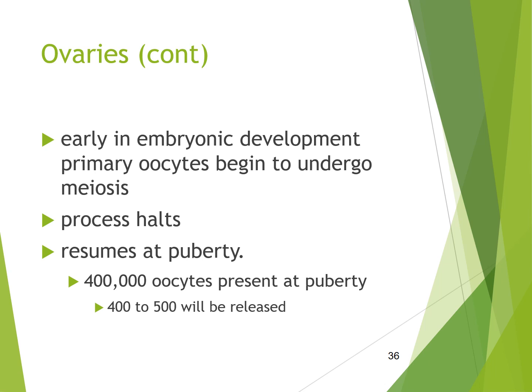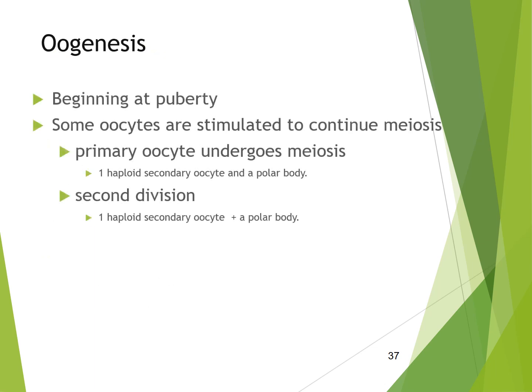In the male reproductive system, the spermatogonia are present at birth, and at puberty, these cells undergo mitosis, and some of them follow through with the process of meiosis to form the spermatids. So you can see in the female, this process begins even before birth. Beginning at puberty, these arrested oocytes are stimulated to continue meiosis.